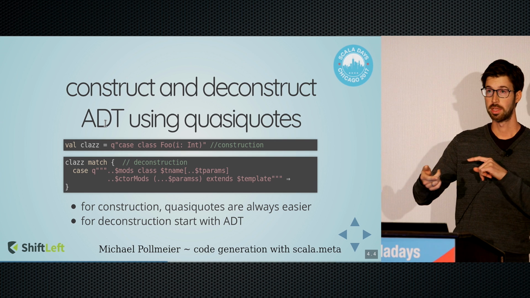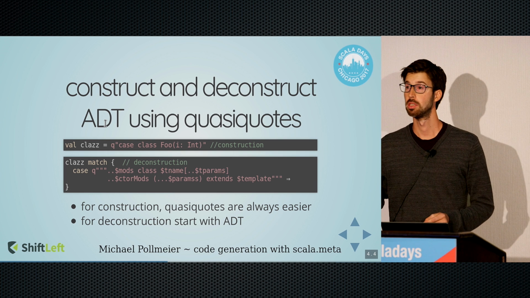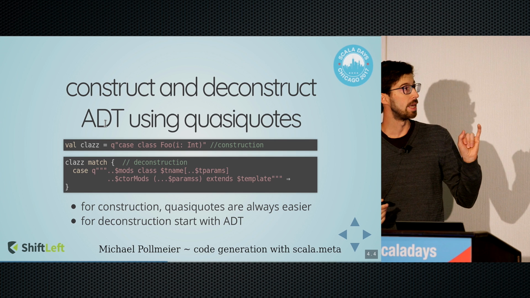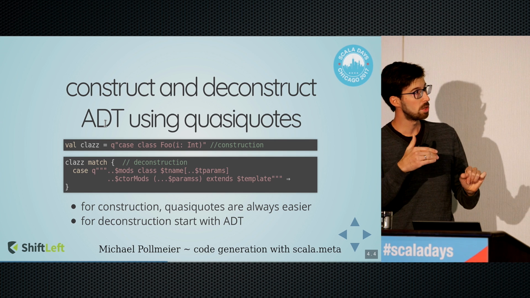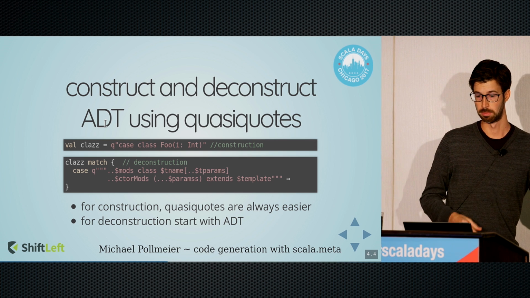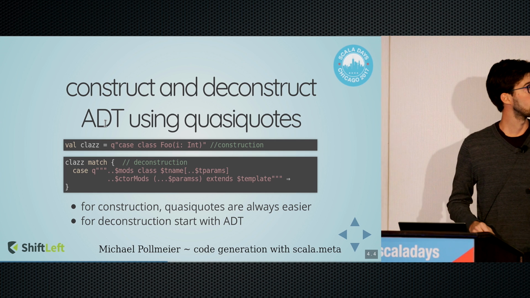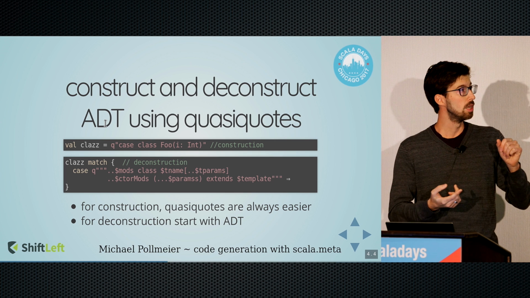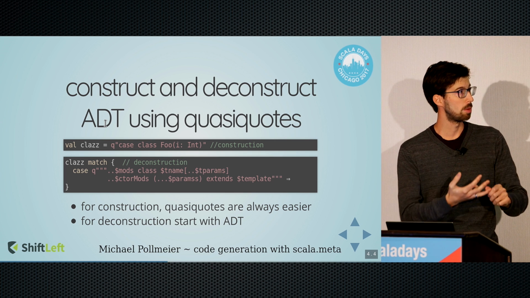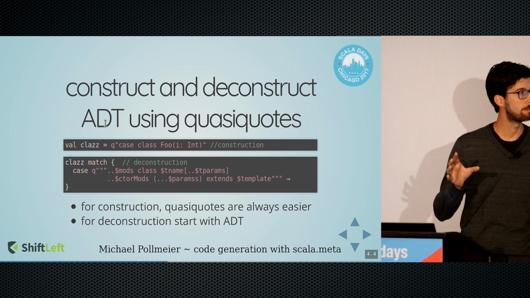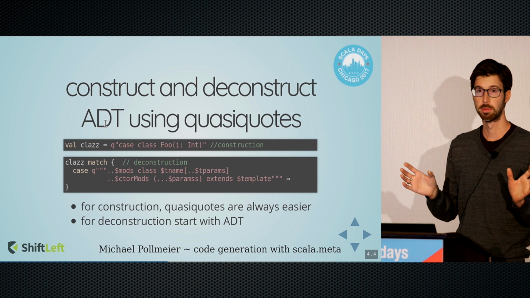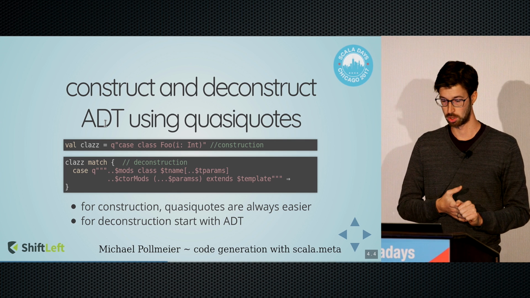You can do the same thing the other way around, so you can deconstruct it. If you pattern match on the quasi code, you extract all these values while you're matching on it. In this one, you already extracted the modifiers, the type name, the type parameters. You extract everything from the class here. So if you need to get everything from the class anyway, that's a really good way to go about it.